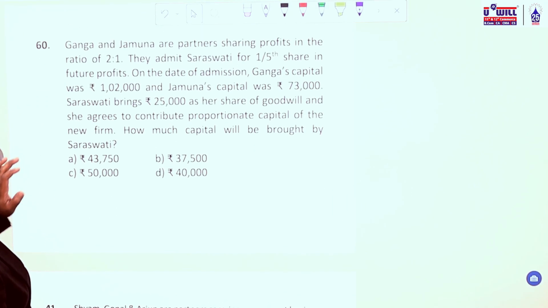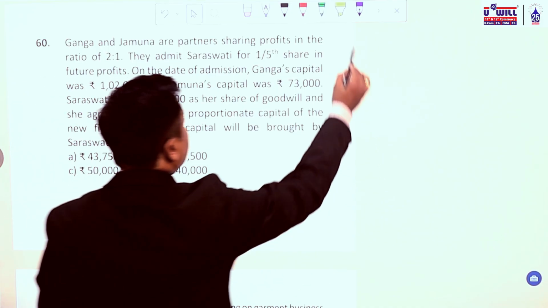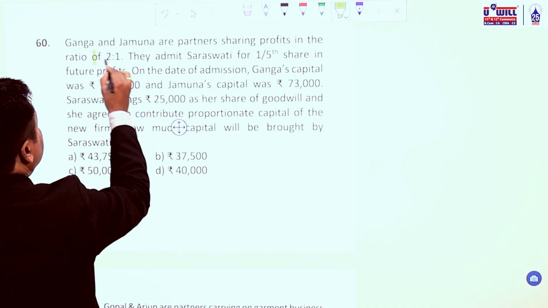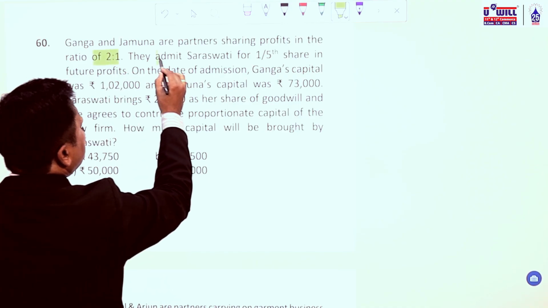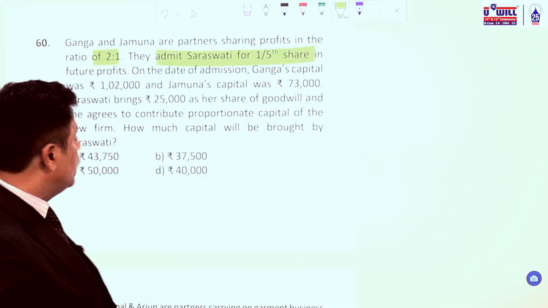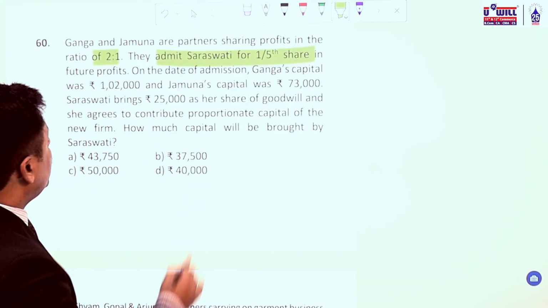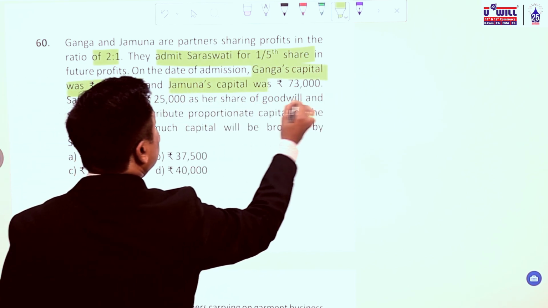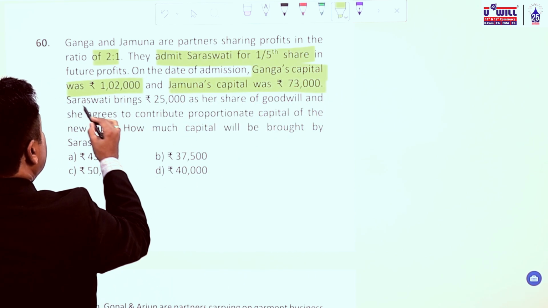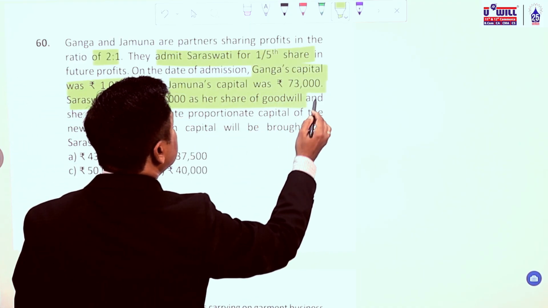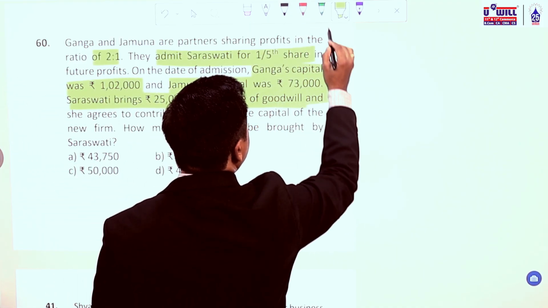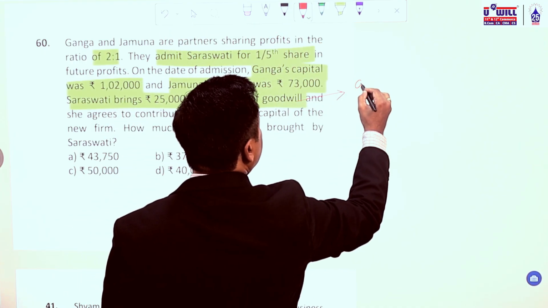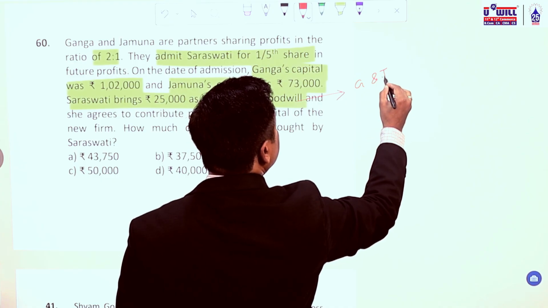60th question. Ganga and Jamna are partners sharing profits in the ratio of 2:1, old ratio. They admit Saraswati for 1/5 share in the future profits. On the date of admission, Ganga's capital was 1,02,000, Jamna's capital was 73,000, and Saraswati brings 25,000 as her share of goodwill, which will be given to old partners. This will be given to Ganga and Jamna in sacrifice ratio.